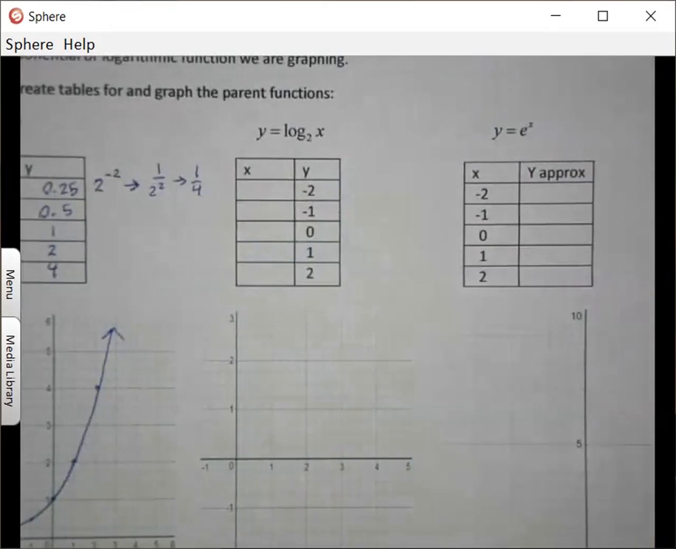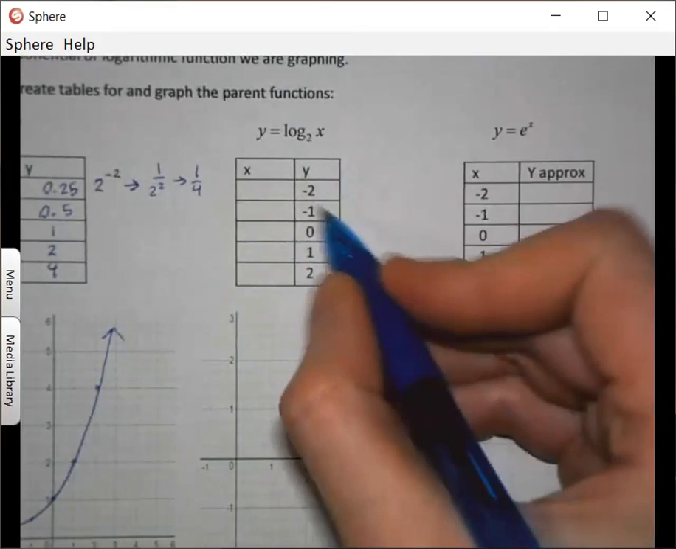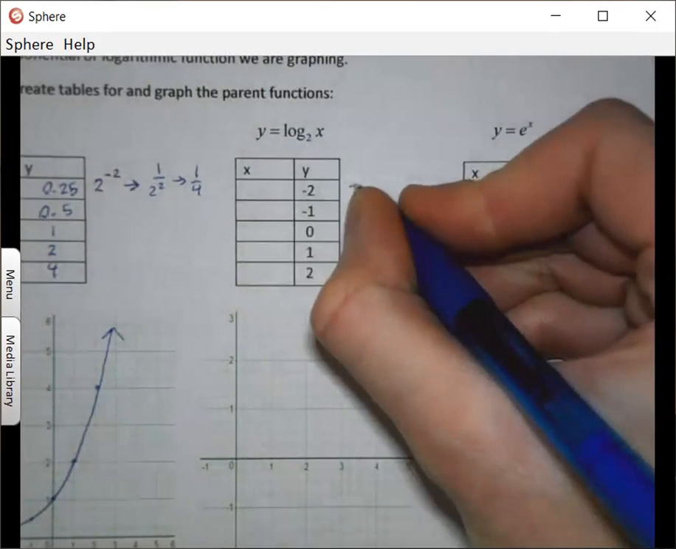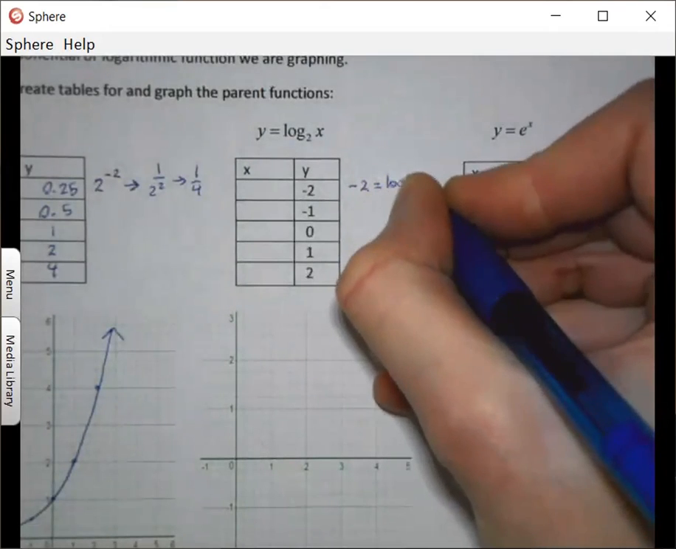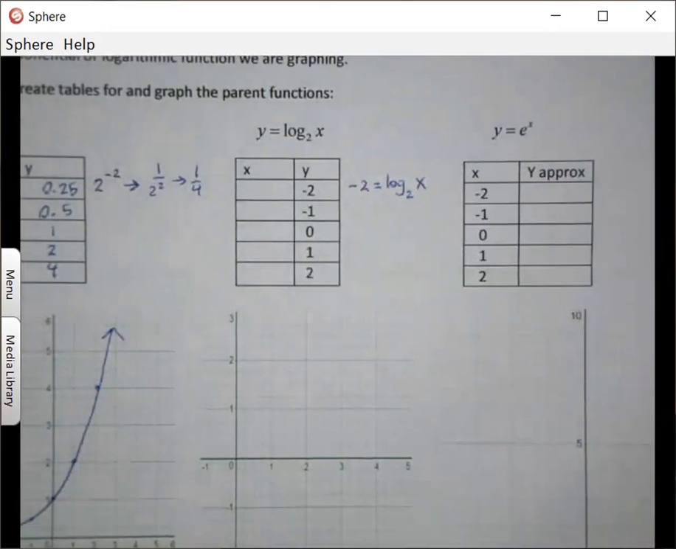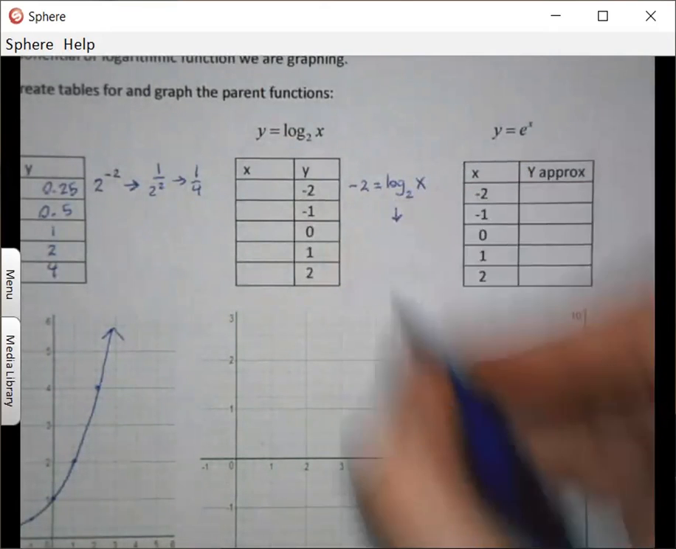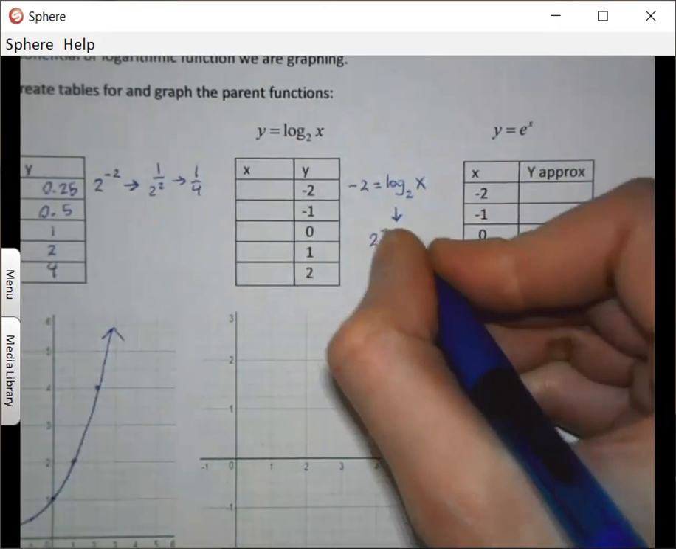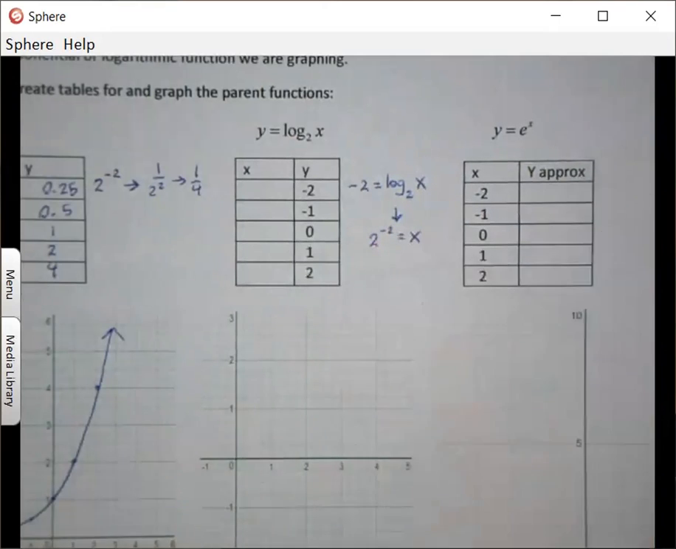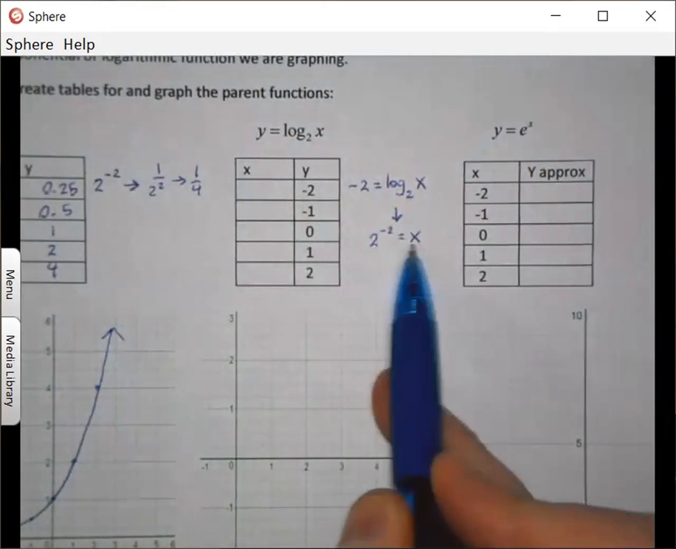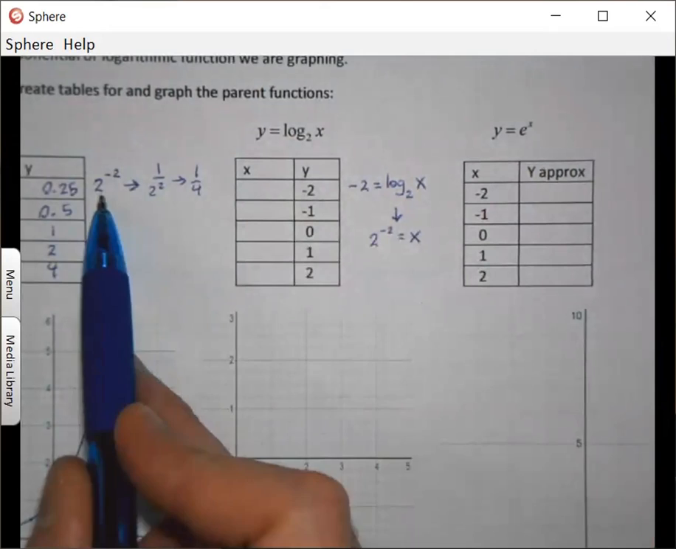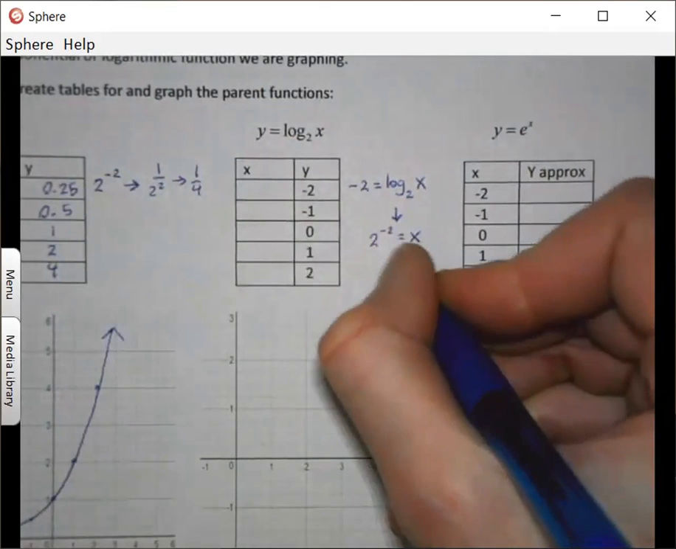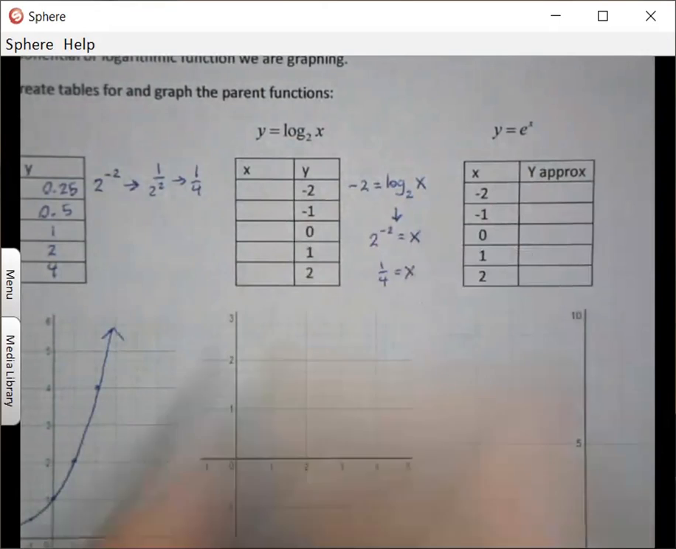Now there is another way to do that, and it's related to changing from log to exponential. So for example, if I plug in y, say minus 2 is equal to log base 2 of x, you can change that to exponential form. So base to a power, so 2 to the negative 2 is equal to x. But we can see we already did this. 2 to the negative 2 was here. So 1/4 or a quarter.